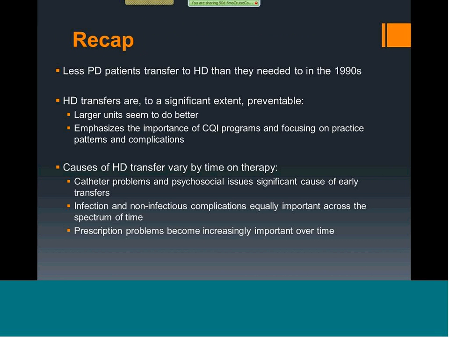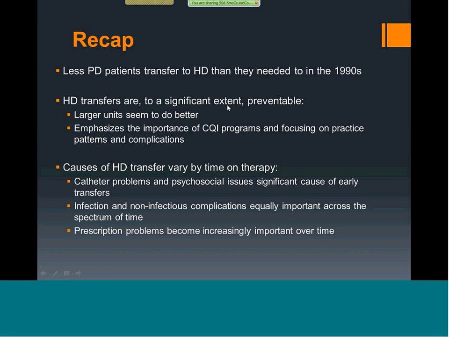So if I were to summarize what I've said thus far, fewer patients transfer to hemodialysis than they used to in the 1990s. So if you're somebody who used to take care of PD patients in the 1990s and did not have a good experience with it, be assured that things are different now. It is not the way it used to be in the 1990s. The things that transfer patients to hemodialysis are to a significant extent preventable, not entirely.